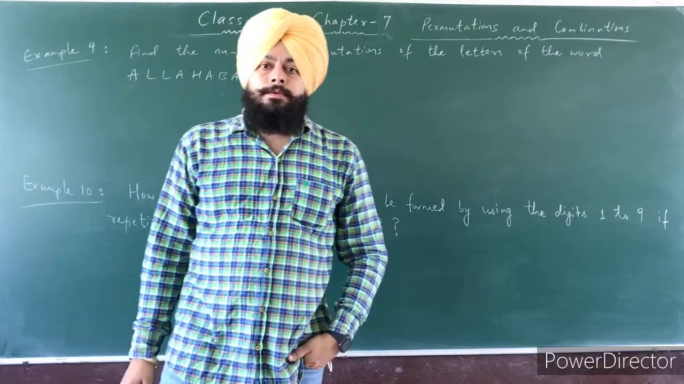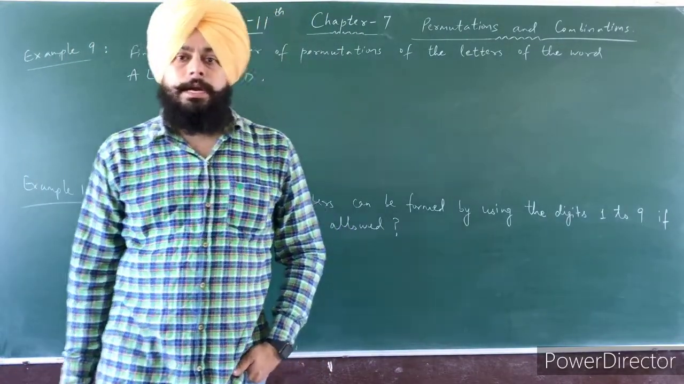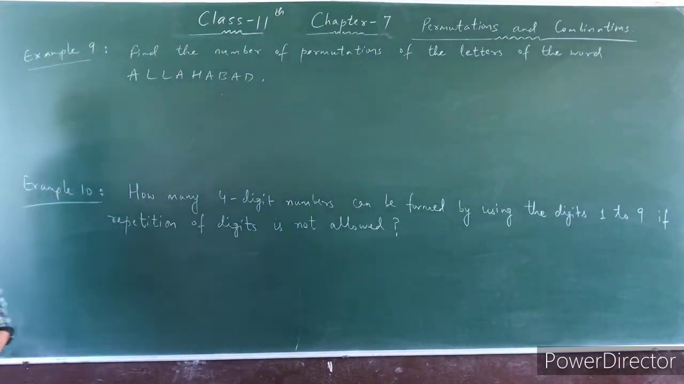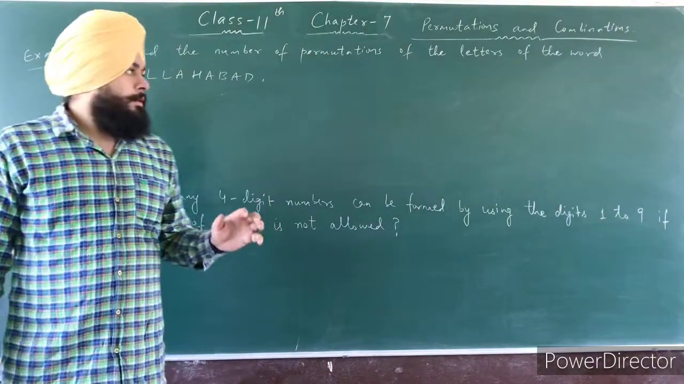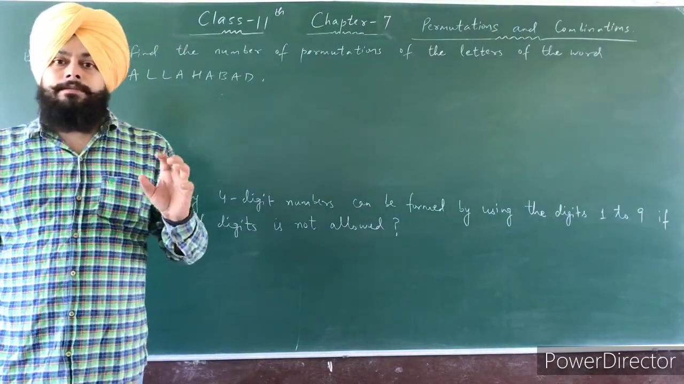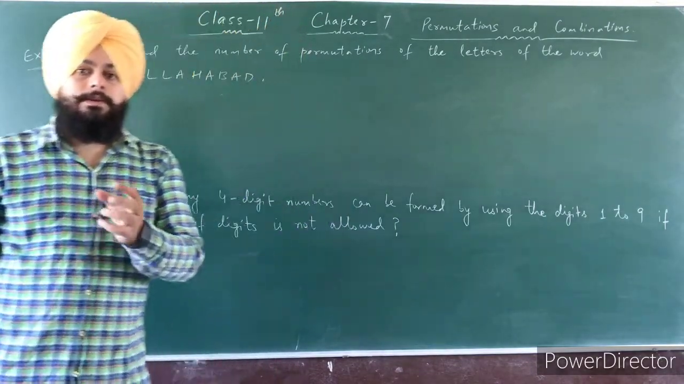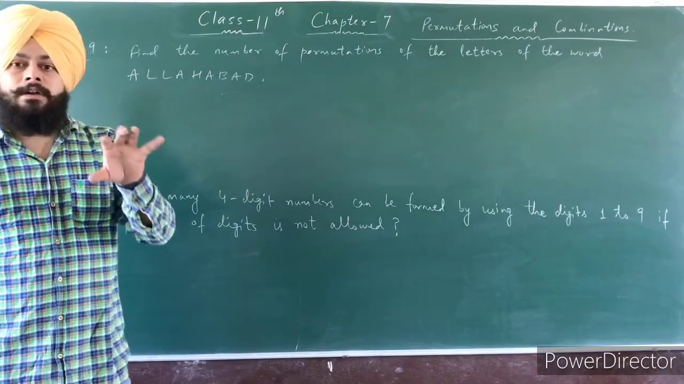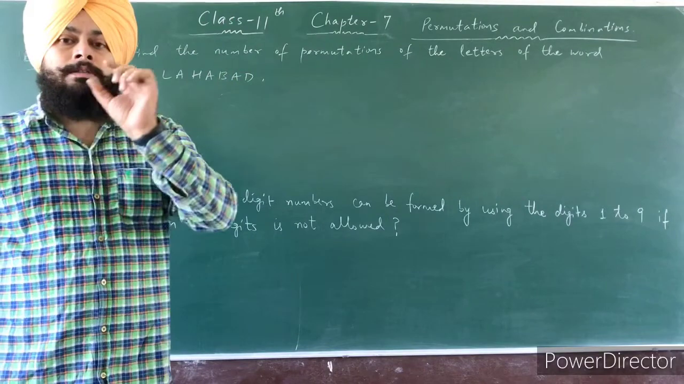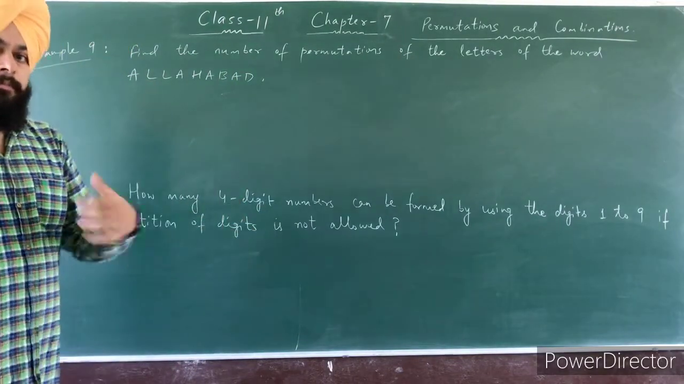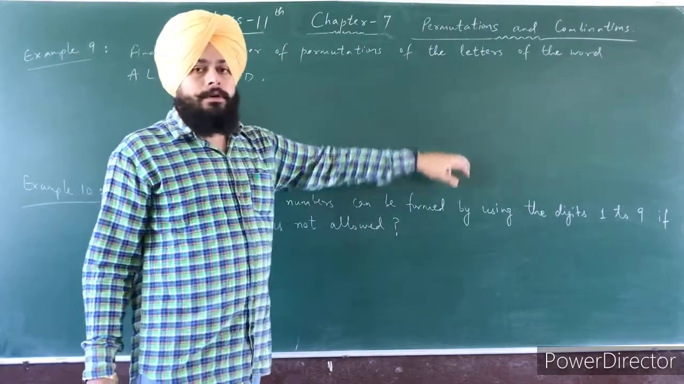Good morning, students. Today we will do our next topic of chapter number 7, permutation and combination. In this example, we have to find the number of ways of arranging the letters of a word in which objects are repeated, you can say in which all objects are not distinct. Meaning the word in which all letters are not distinct; they can be the same too. Find the number of permutations of the letters of the word Allahabad.